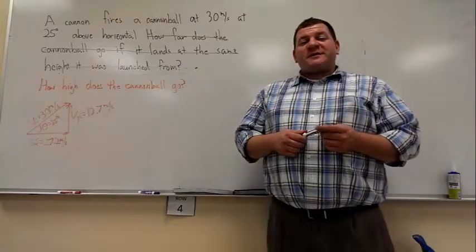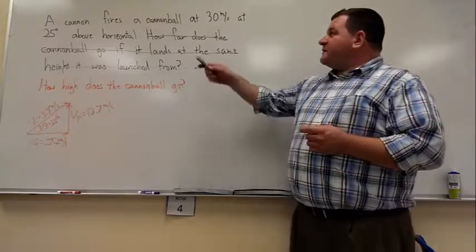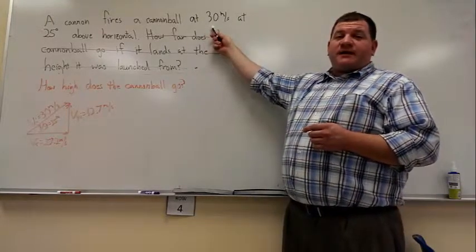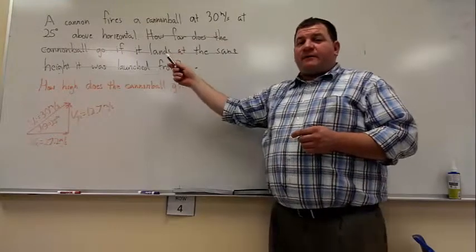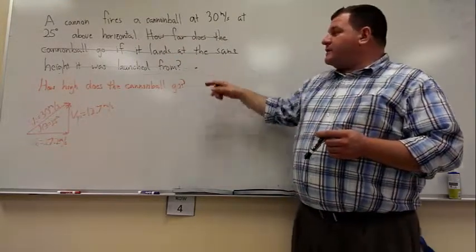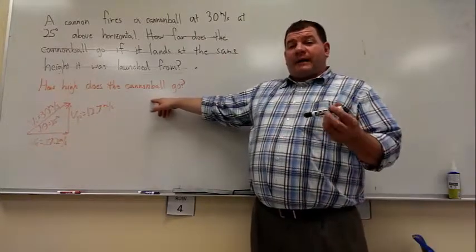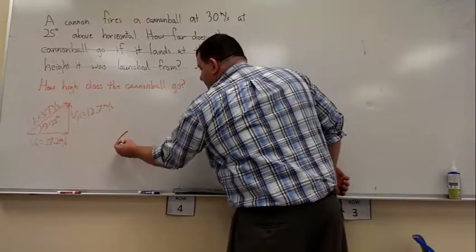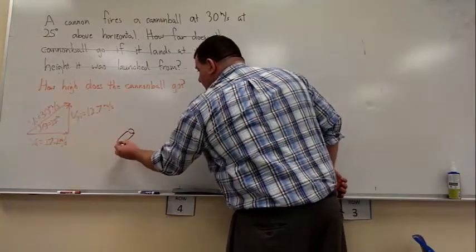This is part 2 of our sample projectile problem. We have the same situation as before. A cannon fires a cannonball at 30 meters per second at an angle of 25 degrees. But now, instead of knowing how long it goes, how far it goes, we're trying to figure out how high the cannonball goes. So we're not looking at the entire path of the cannonball here.